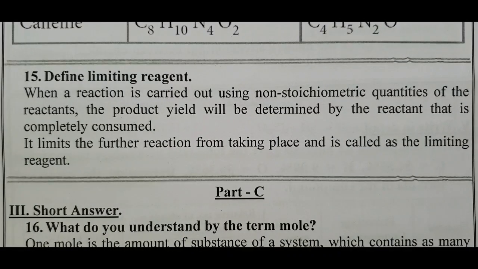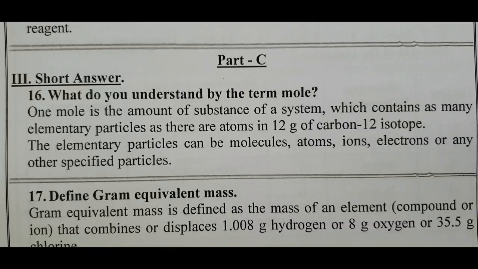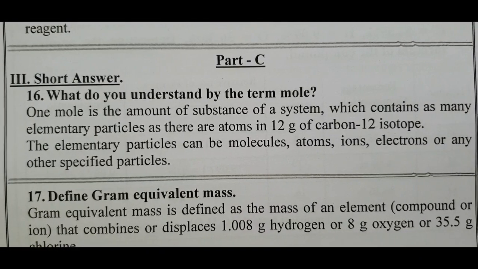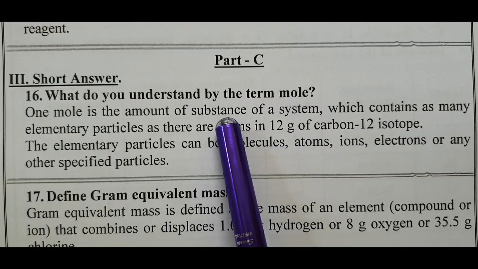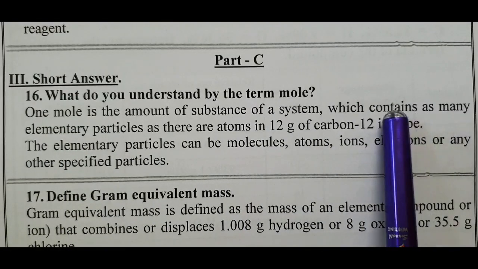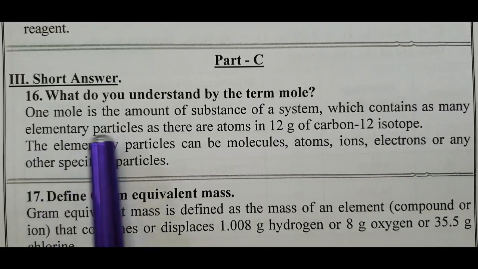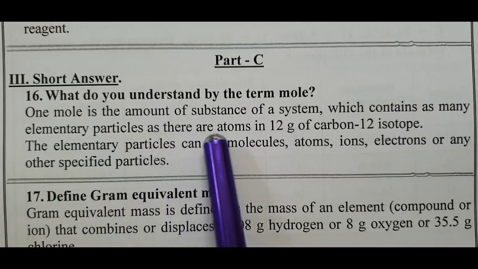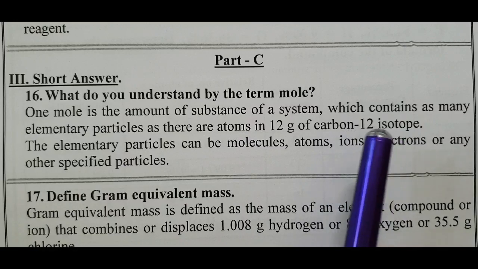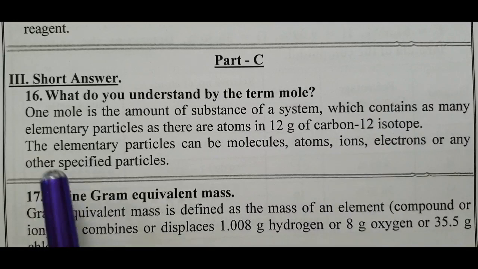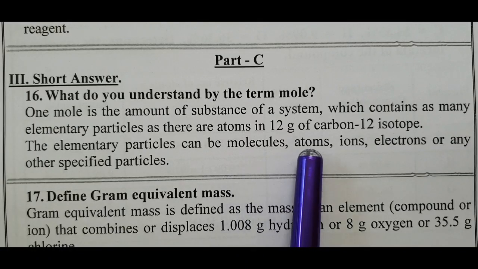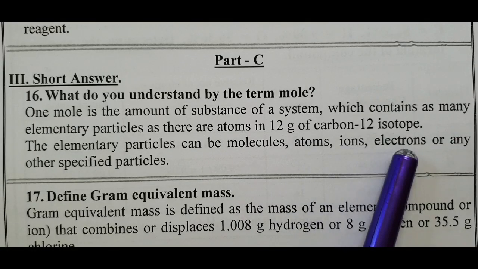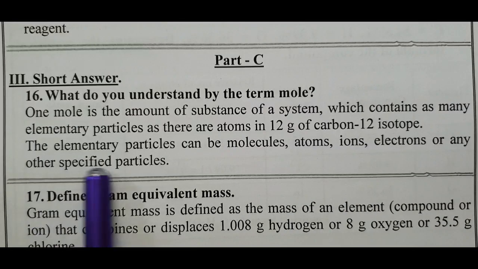Come to the part C, short answer. Question number 16. What do you understand by the term mole? 1 mole is the amount of substance of a system which contains as many elementary particles as there are atoms in 12 gram of carbon-12 isotope. The elementary particles can be molecules, atoms, ions, electrons or any other specified particle.